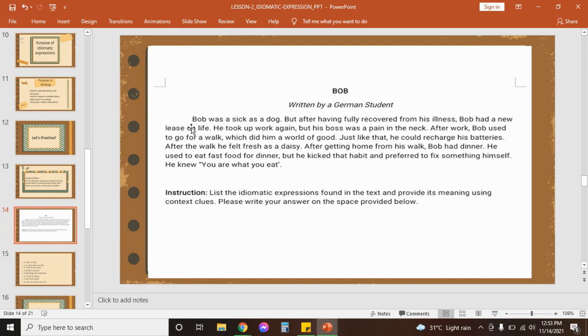So, what do you think is the idiomatic expression in sentence number two? Okay, very good. Lease on life. What do you think is the meaning of lease on life? Do you have any idea? I think it's to become new, successful. Yes. A lease on life, meaning Bob has a chance to continue living or to become successful because he recovered from his illness.